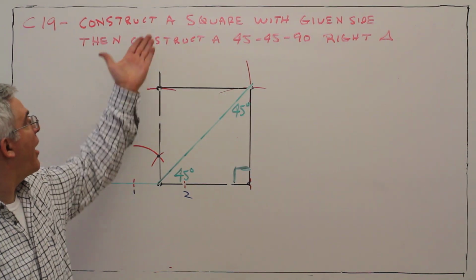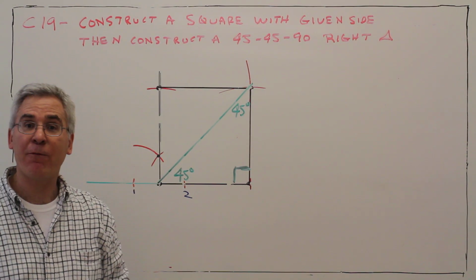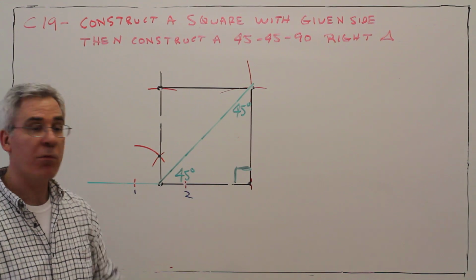And there you have it, how to construct a square and a 45, 45, 90 right triangle with one given side.